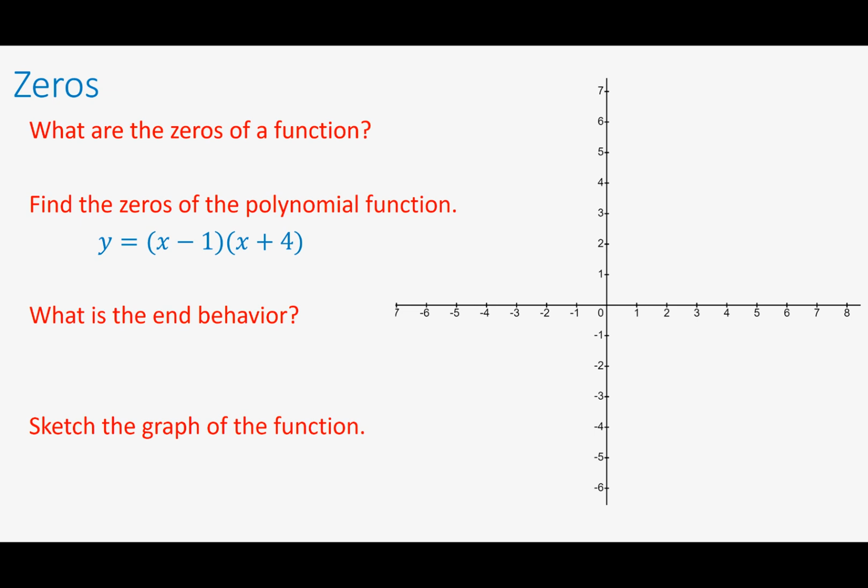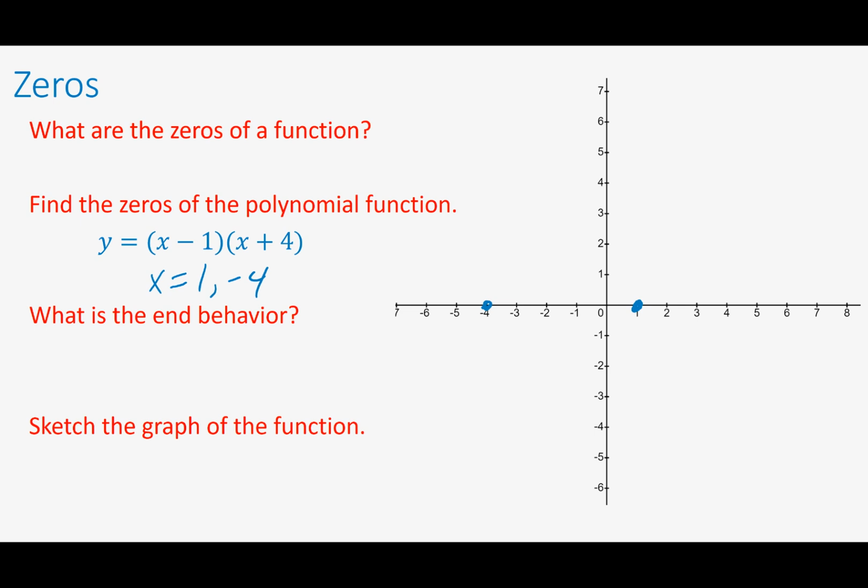Where do I know this will cross? Okay, so if x is 1 and x is negative 4, that is where it's going to cross the x-axis. So if my function is in factored form, I already know what my zeros will be. In this case, they're going to be 1 and negative 4. And that simply means that's exactly where it's going to cross on my x-axis.